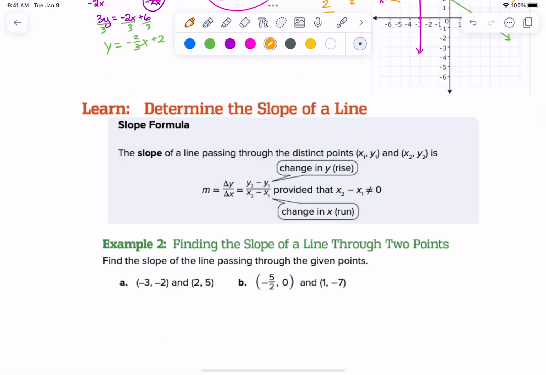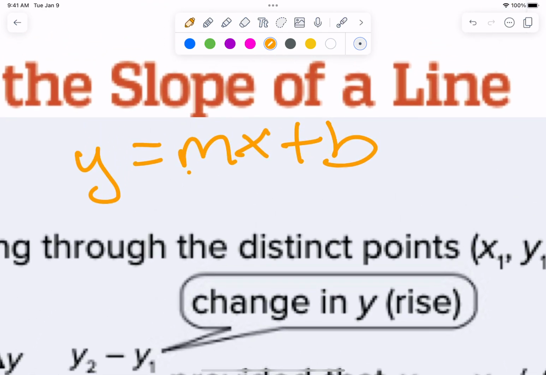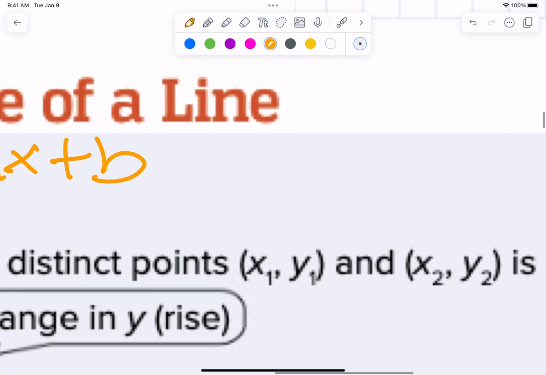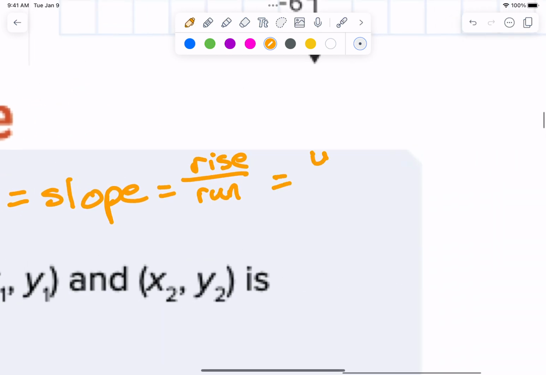All right, now determining slope. We just said slope-intercept form was y equals mx plus b, right? Where we have to find the m and we have to find the b. And m is the slope. Slope equals rise over run. And rise over run is y2 minus y1 over x2 minus x1.